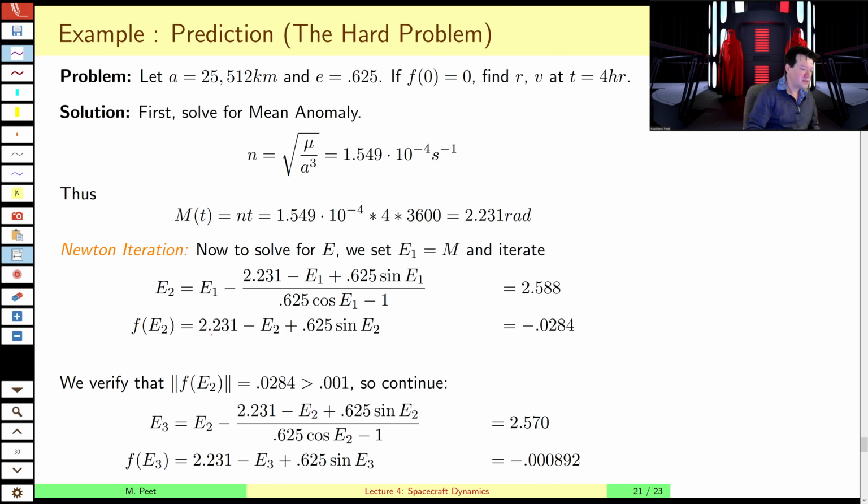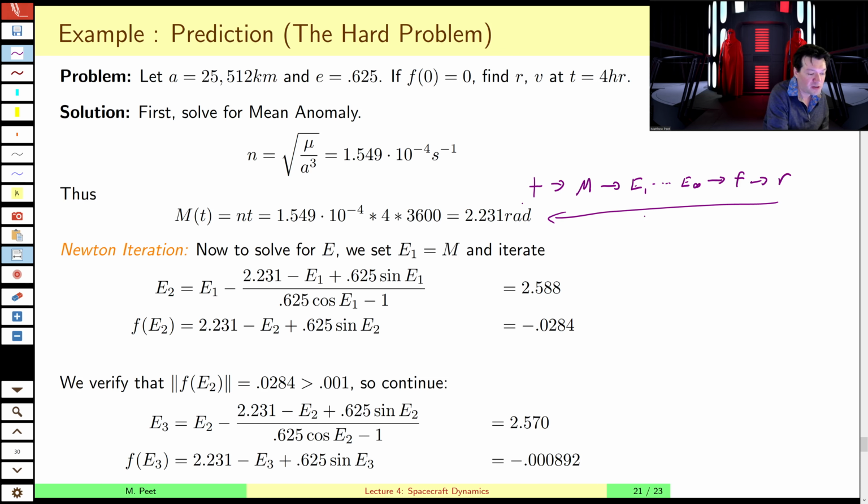All right, so again, it's not terribly complicated, but it is a new concept in that we have to do a sequence of calculations to complete our little diagram now, going from t to M to E1 to E infinity to then f and then to r. So this is the hard problem. The easy problem, remember from the previous part of the lecture, was to go from r to t. In this case, we're going the hard direction, from t to r.